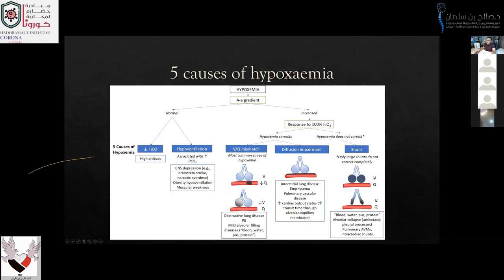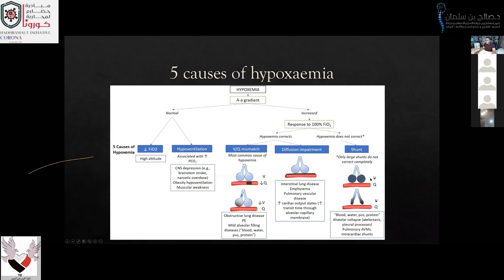stenosis due to asthma and obstructive lung disease, pulmonary embolism, mild alveolar filling diseases: blood, water, pus and protein. Diffusion impairment: we have here interstitial lung disease, like emphysema, pulmonary vascular diseases, cardiac output stasis, increased transit time through the alveolar capillary membrane. Shunt, which is the opposite of the VQ mismatch or dead space.